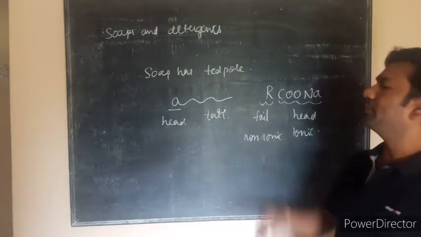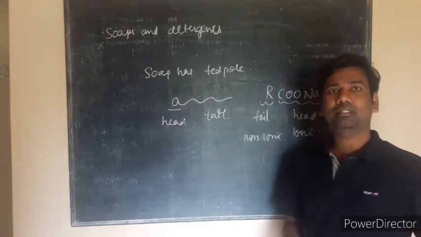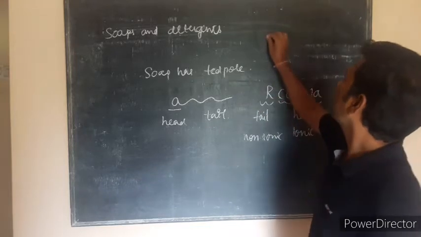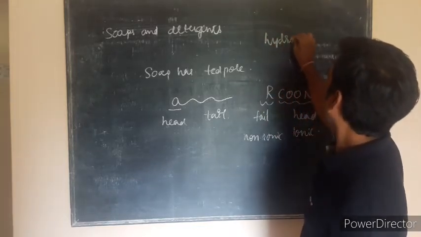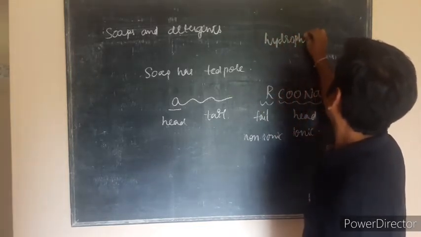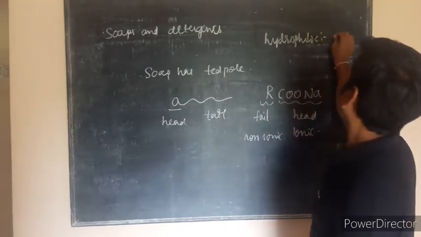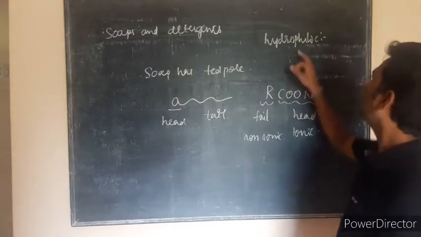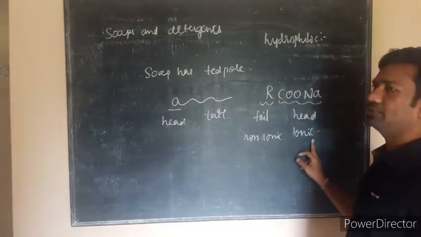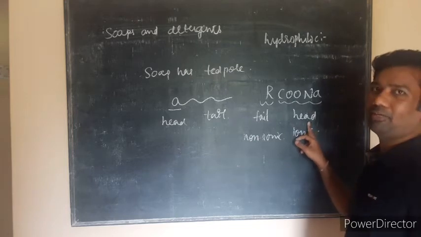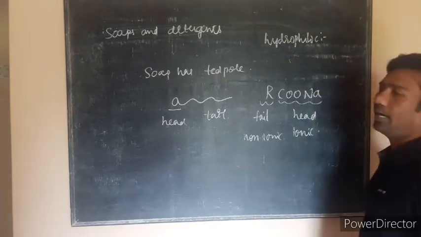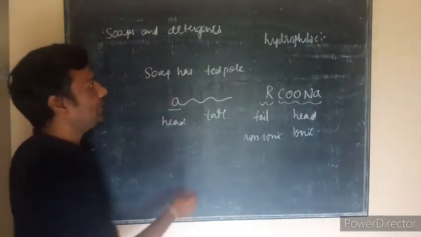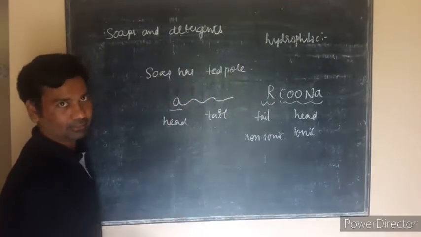Okay. So here you will consider two forms, that is hydrophobic and hydrophilic. What do you mean by hydrophilic? Hydrophilic means water loving. Water-loving parts are ionic components. So COONa, whatever head part we considered, is hydrophilic. Hydrophilic means water loving, and hydrophobic indicates water-repelling things.